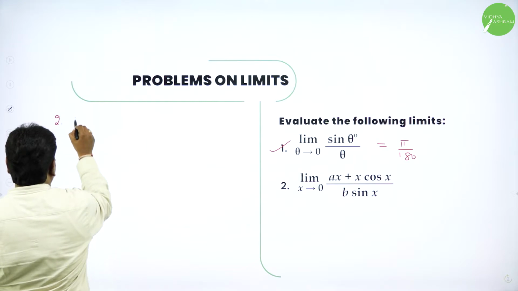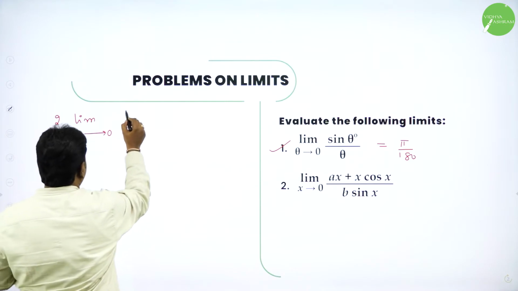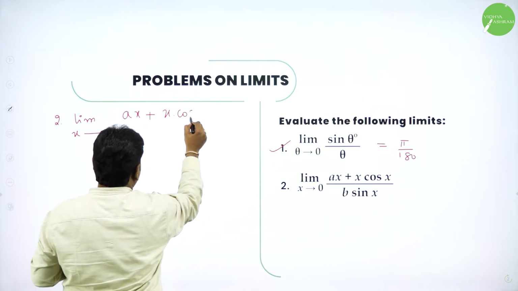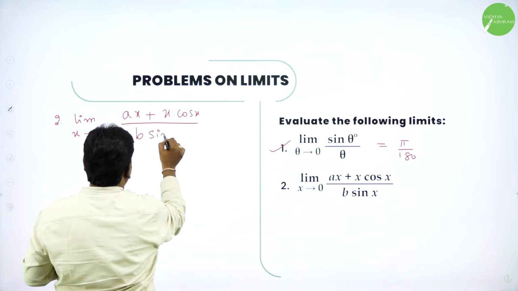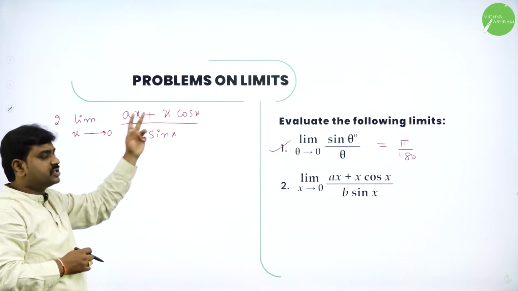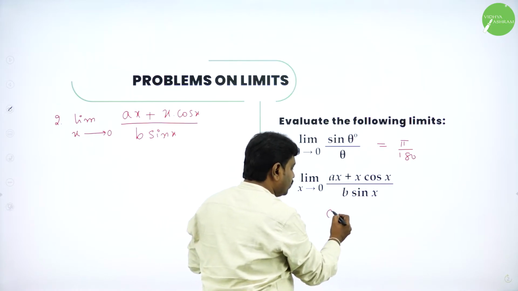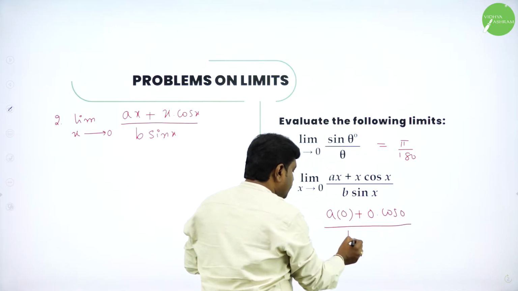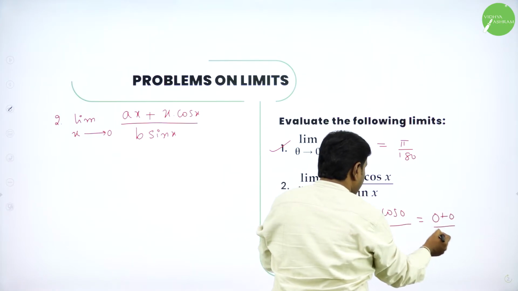Question 2, limit x is tending to 0 and we have (ax plus x times cos x) divided by (b sin x). So now x tends to 0 means in the place of x put 0: a into 0 is 0, 0 into anything is 0, numerator 0 plus 0 becomes 0. If I put directly 0, a into 0 plus 0 into cos 0 by b sin 0. So now 0 into anything is 0, plus 0 into anything is 0, by 0.